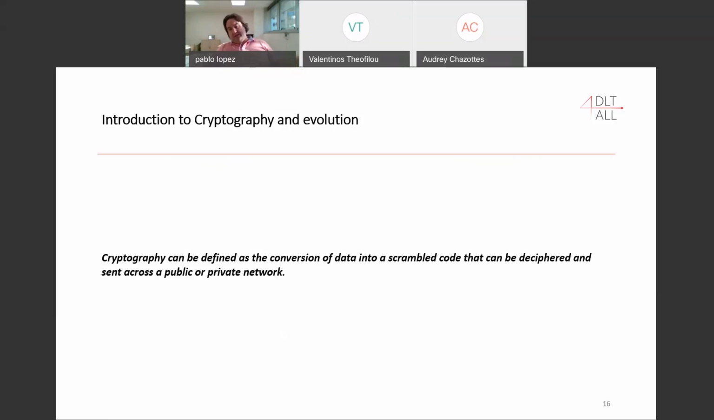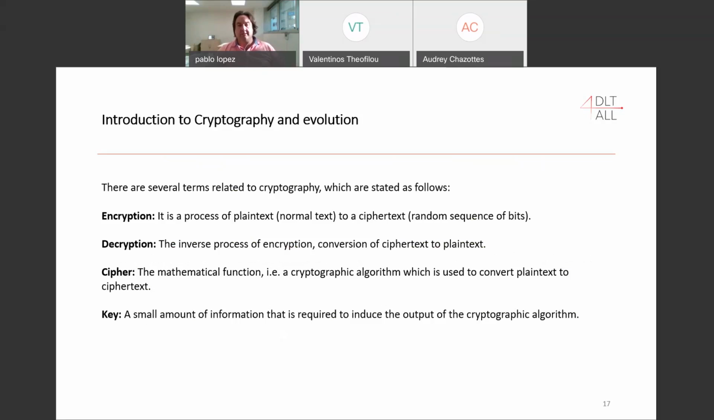So with a standard comes the definition, and with the definition, we can say that we have a mantra. Cryptography can be defined as the conversion of data into a scrambled code that can be deciphered and sent across a public or private network. This code is the one that we share, and there will be a key that deciphers this encoded data. Several terms are related to cryptography: encryption, decryption, cipher, and key. Four words that we must remember.